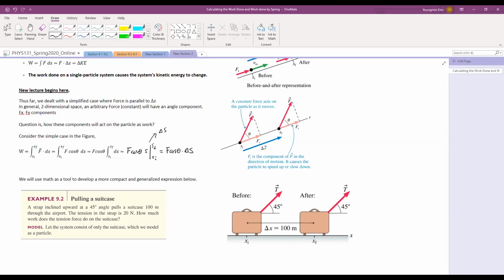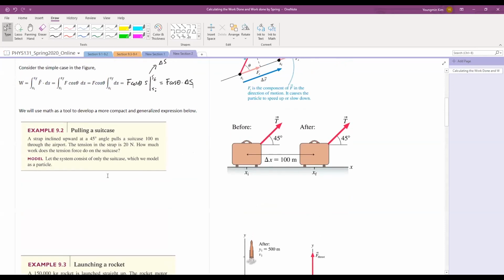in a case where you have an arbitrary direction between the force and the displacement. Now, we will use math as a tool also today to develop a little more compact and generalized expression of dealing with the arbitrary directions below. But before we get into it, let's take a look at this very simple example, example 9.2 in your textbook. Pulling a suitcase. A strap inclined upward at a 45 degree angle pulls a suitcase 100 meters through the airport. The tension in the strap is 20 Newton. How much work does the tension force do on the suitcase?